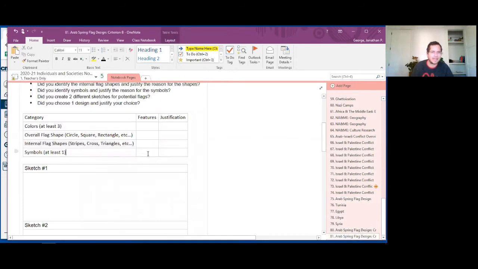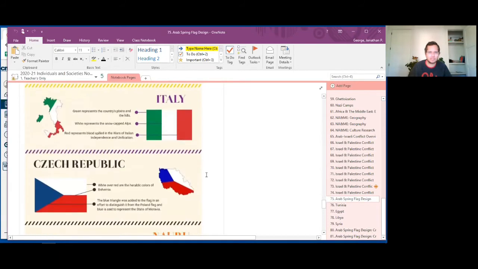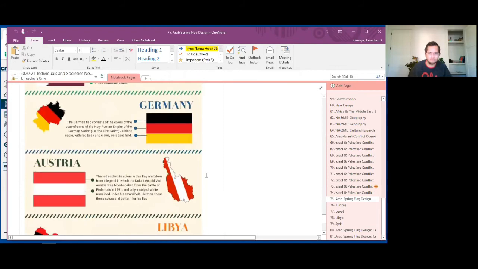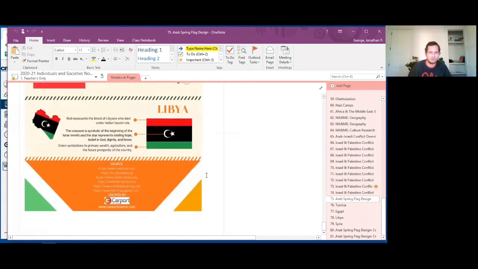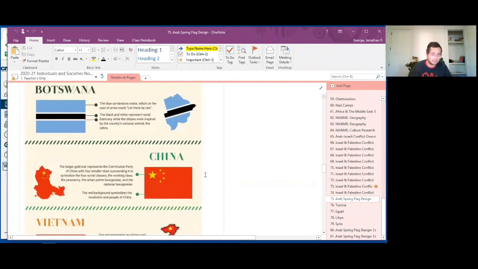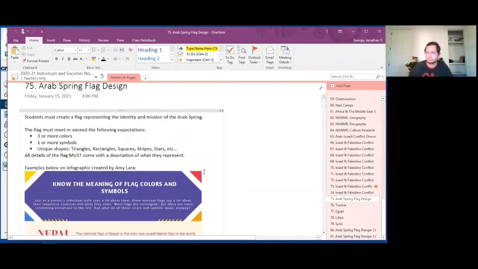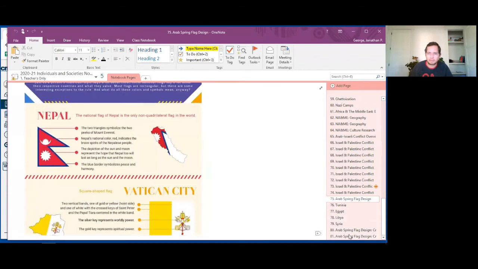And then symbols, at least one. You can think of what symbol has to be on this Arab Spring flag, okay? And explain why. What is your justification? Justify why you picked that symbol. And again, you can come back over here and look at these flag designs and just see what is going to be an ideal symbol. Now, again, not every flag has a symbol. They don't all have symbols, but I want you to pick a symbol. Okay. All right, back to page 81.